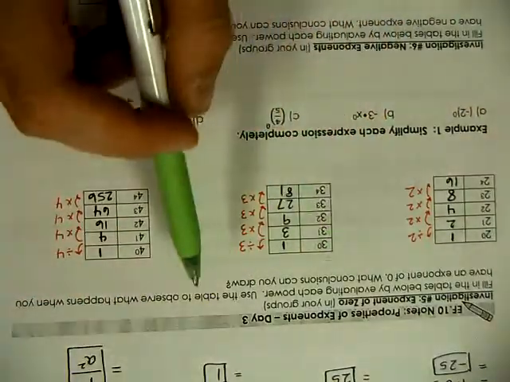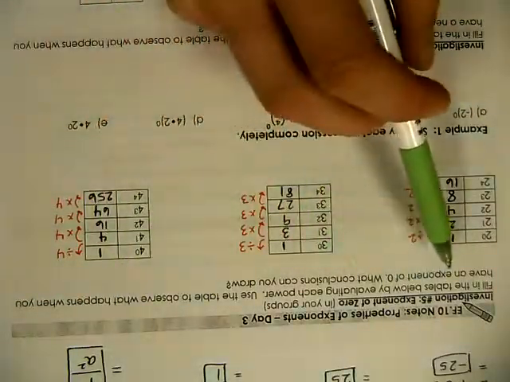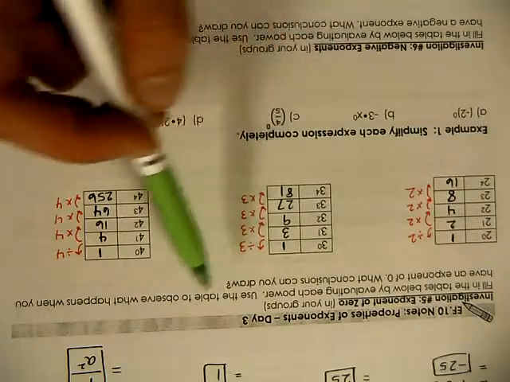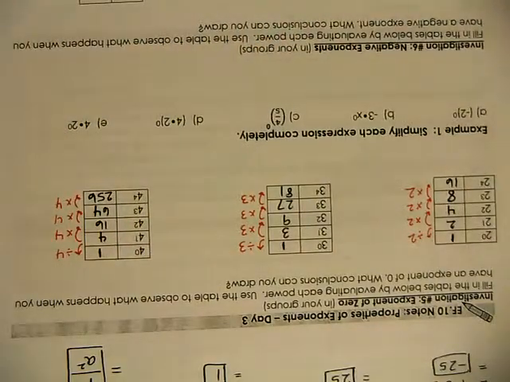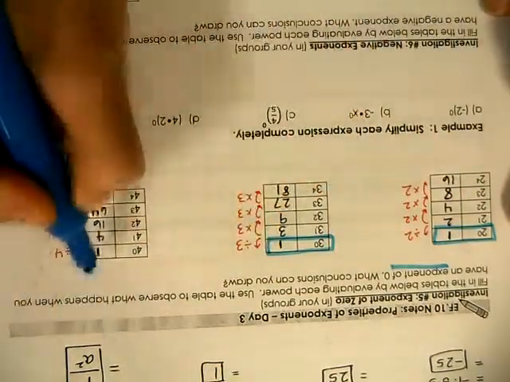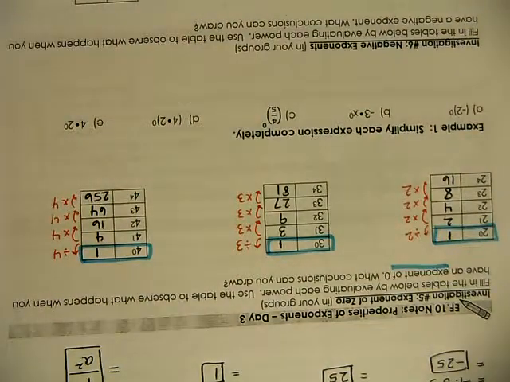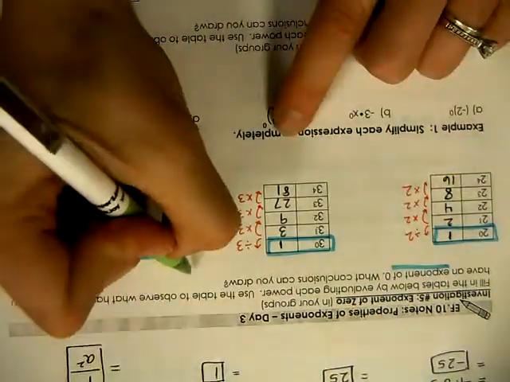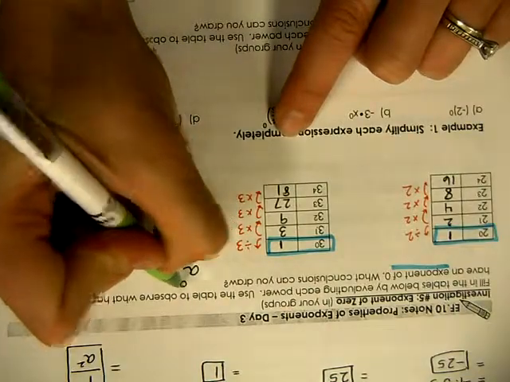So it asks us, use the table to observe what happens when you have an exponent of 0. What conclusions can you draw? Well, what I'm seeing is that for an exponent of 0, all of these give 1. Anytime I raise something to a power of 0, I will get 1. So anything to the 0 power is 1.